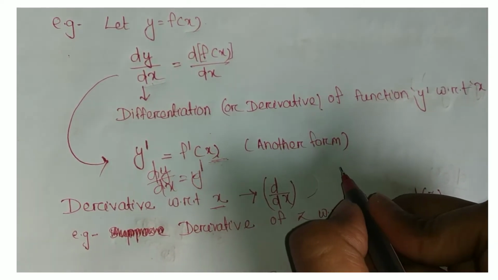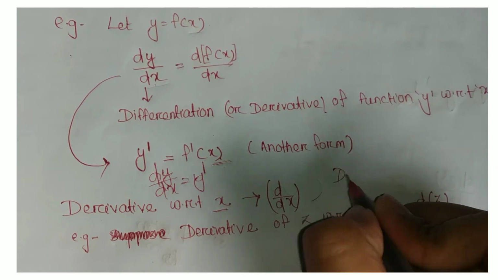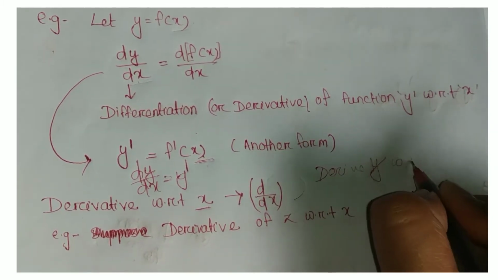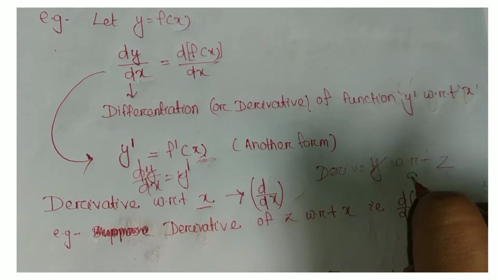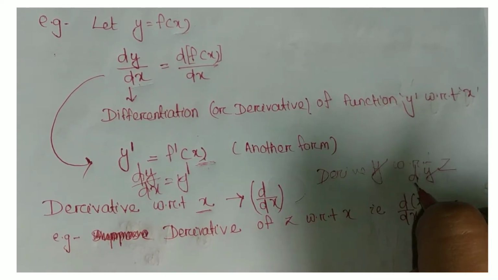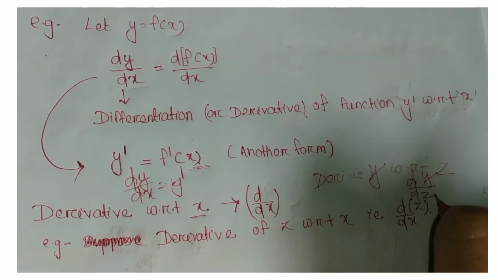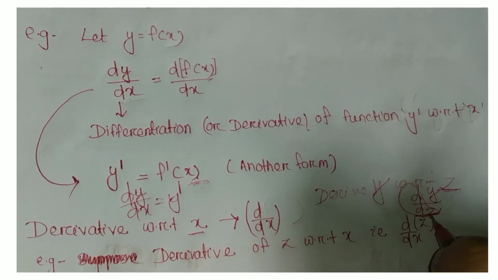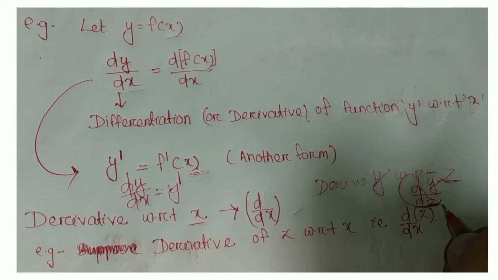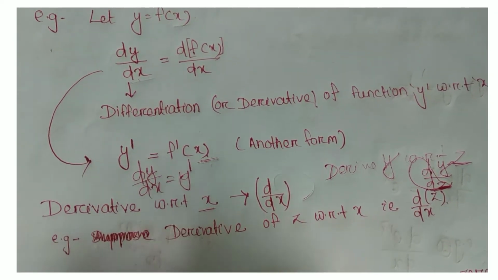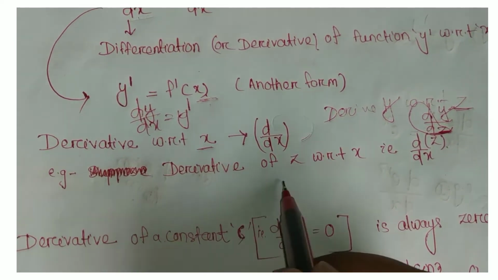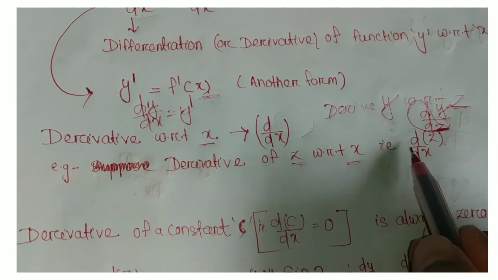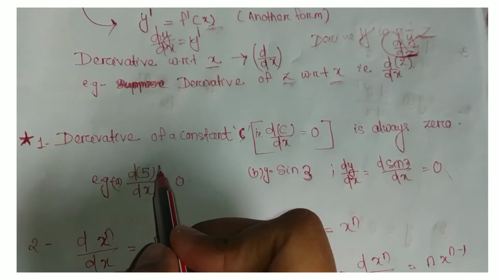Let derivative of y with respect to z, so we write dy by dz. Example, derivative of z with respect to x, so we write dz by dx.